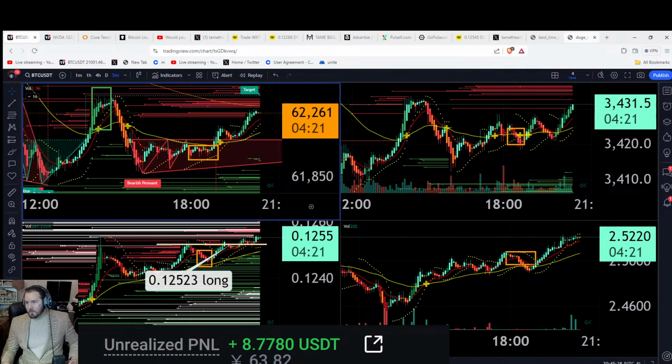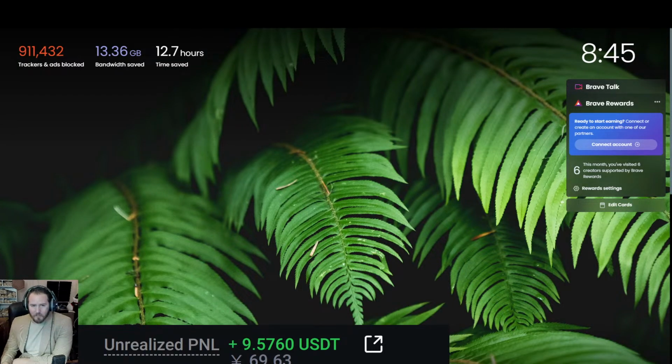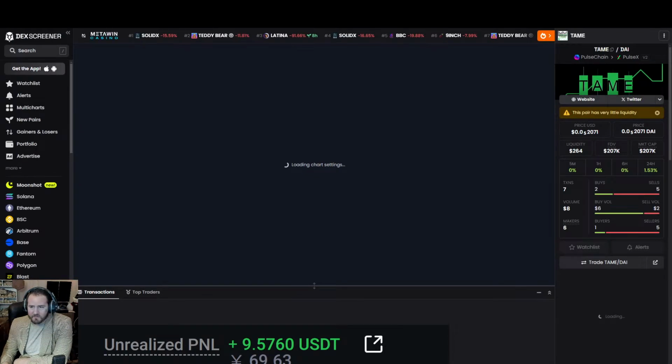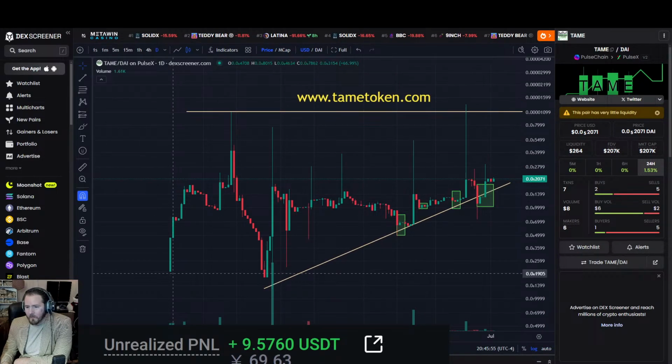Go over here, go to www.tametoken.com. This is my community token that I made for the Discord. Gave out a large supply for free. It's going to pull you to this debt screener. And this is what our Tame token chart looks like right now. So ever since February 18th until now, we are up and to the right.